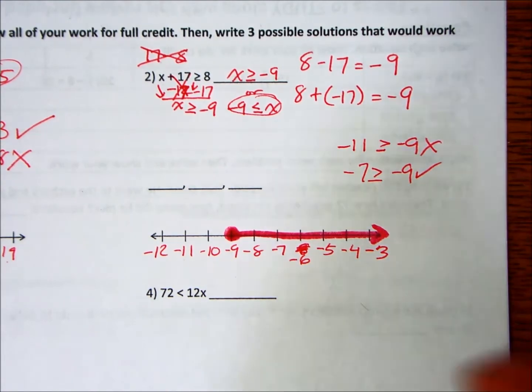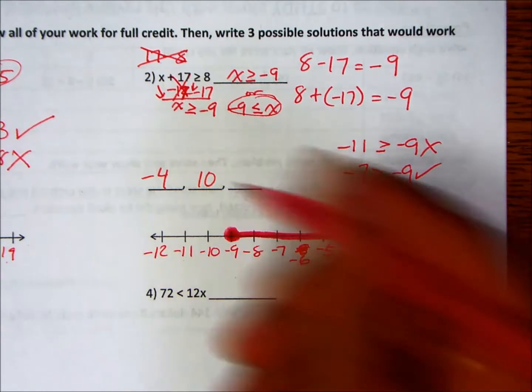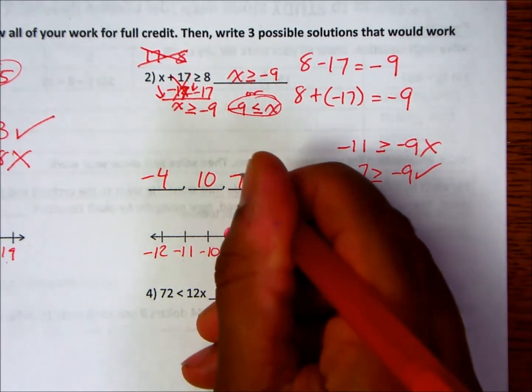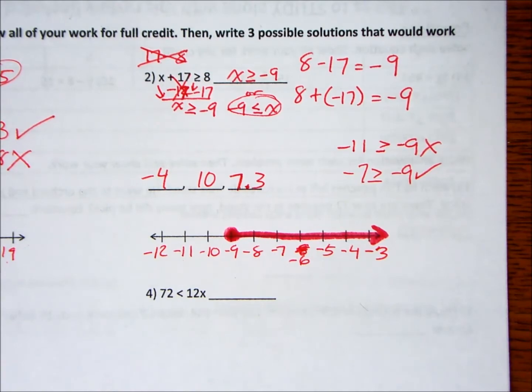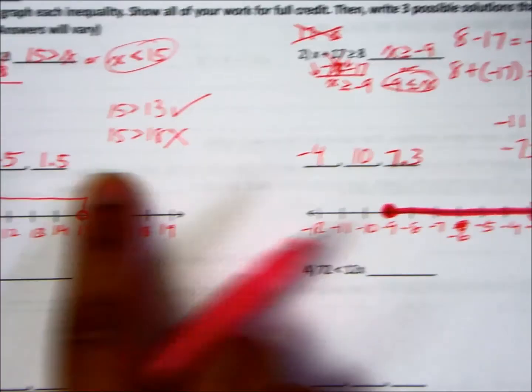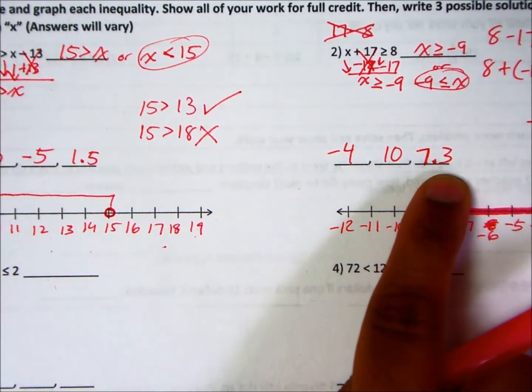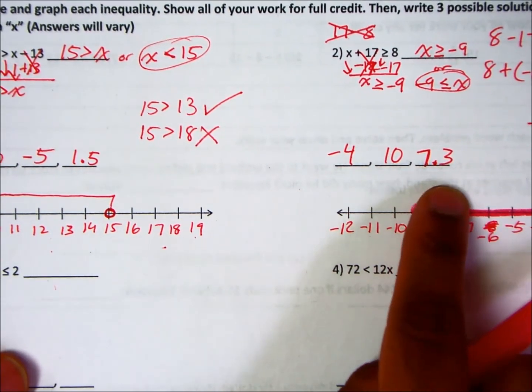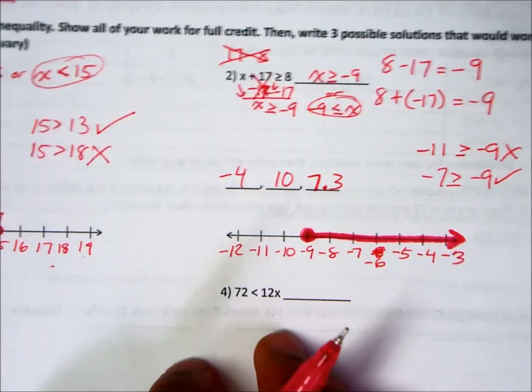So solutions would include maybe negative 4, any positive number like 10, or any decimal that is greater, like 7 3/10. These answers will vary. There's not one set of answers that works. Okay? I wouldn't expect you to put all 3 of these exactly. Any 3 answers will work.